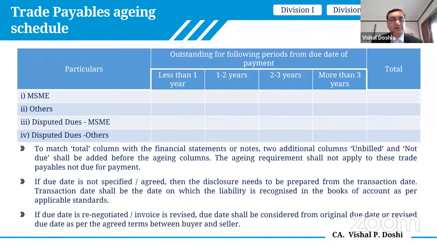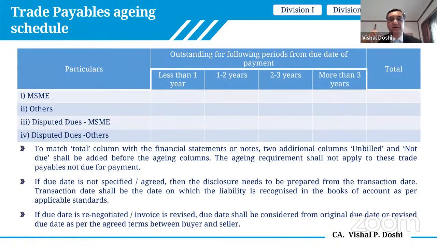So what the guidance note of the institute says is that typically there should be 2 more columns added, because the total of this table should match with the total of the trade payables that has been disclosed on the face of the financial statements. These two totals should match. So what the guidance note says, you have to add one column with respect to not due. So any amount of the trade payable which is not due.